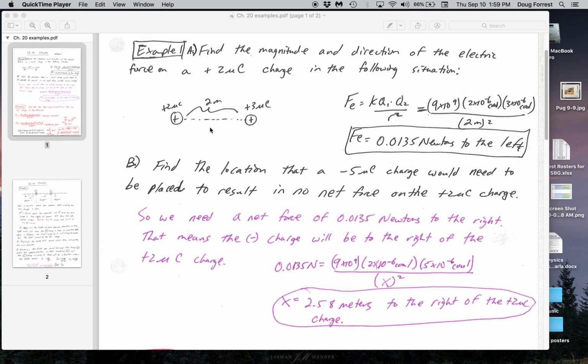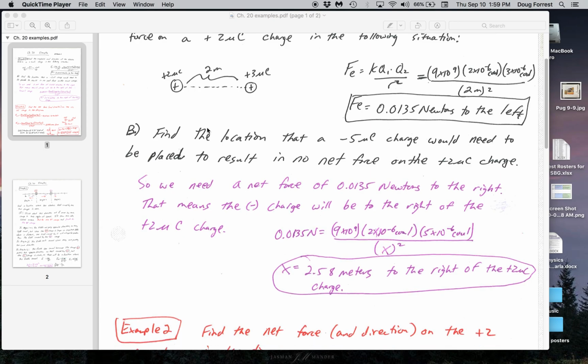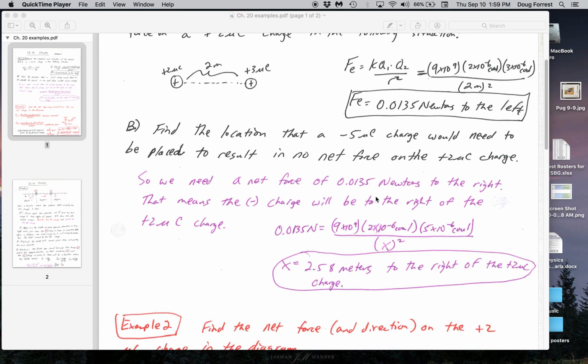So it's got to be somewhere in here. We can tell that this negative 5 microcoulomb charge would be somewhere closer to this charge because it's a weaker magnitude. So somewhere towards this side of this 2 meter distance. So we need to think about, and the easiest way for me to think about that is we needed a net force of 0.135 newtons to the right.